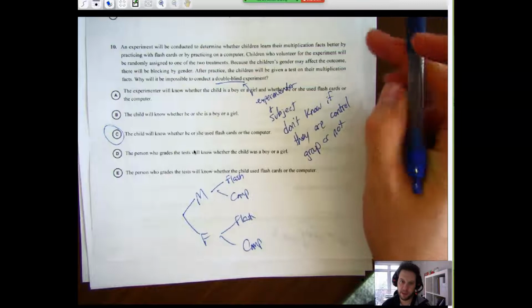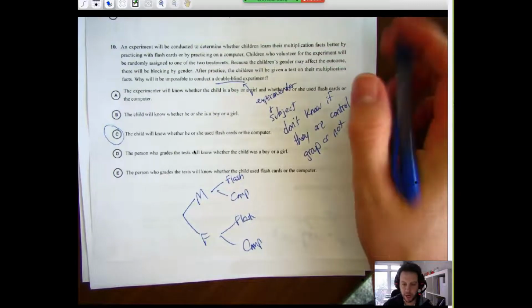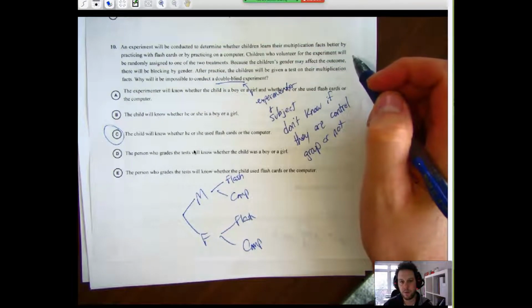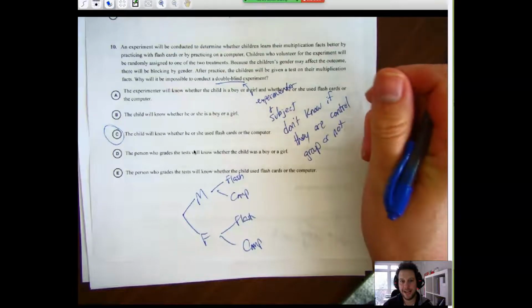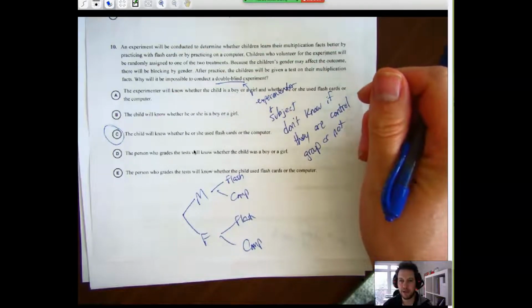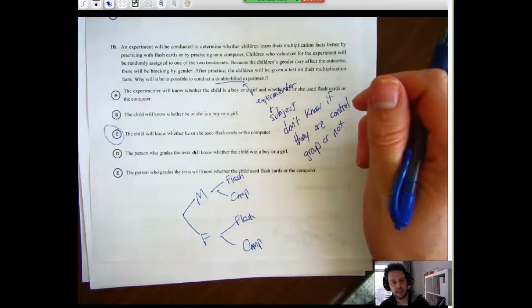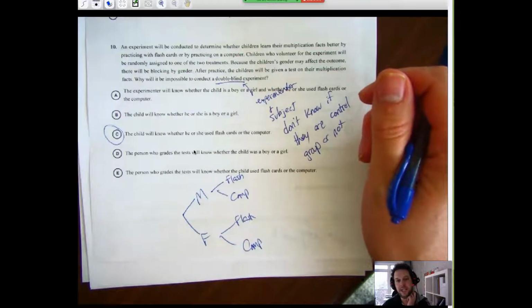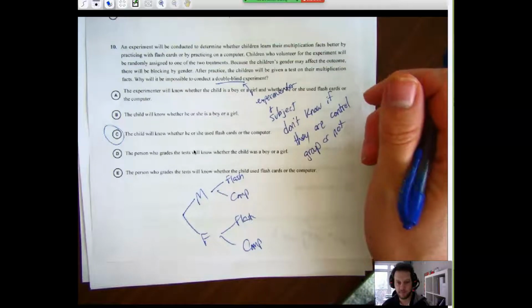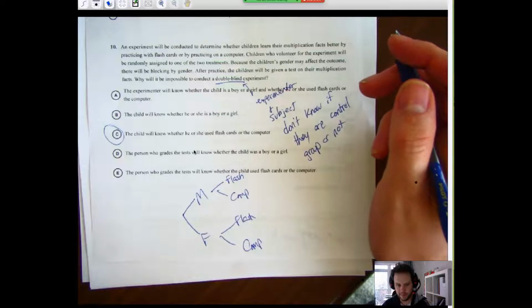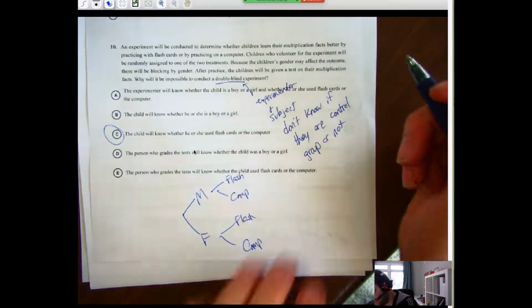Double blind would mean the person running the experiment doesn't know what the student is doing, which is possible. Like you could kind of just tell them to go in this room and do what's in there, and you don't really know what's in there. But double blind would be this person doing the experiment doesn't know either. And since we're trying to test what's better, flashcards or computer, it's impossible for the student to not know if they're using flashcards or a computer. So it can't be double blind in that scenario.